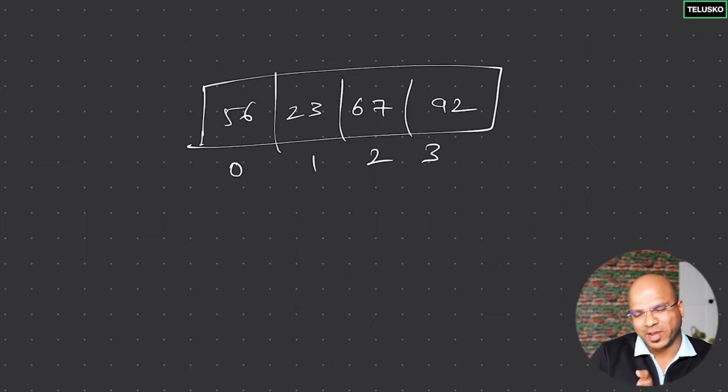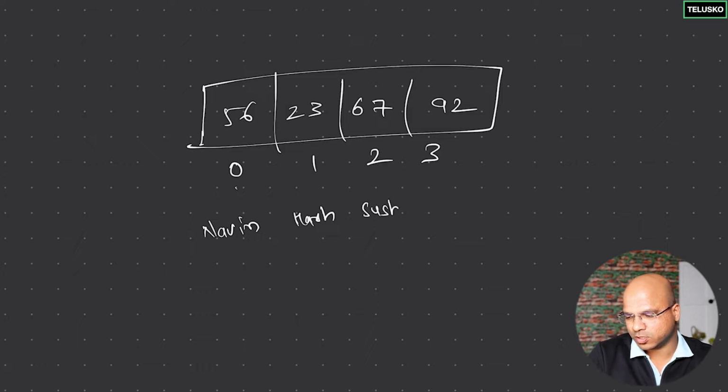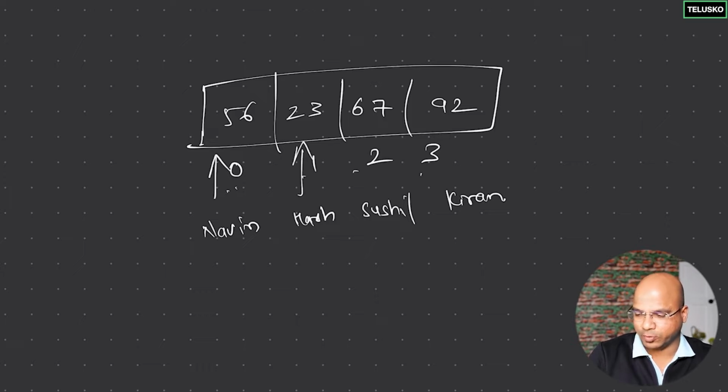But sometimes it's better to have a name or a different kind of index instead of having 0 to 3. For example, if we talk about a phone book, we have a name and a number, right? So can we have something like this? I want to say these are my students' marks. This mark belongs to Navin, this mark belongs to, let's say, Harsh, this mark belongs to Sushil, and we got Kiran. So instead of having an index value, can we have a name to it? Can we do it?